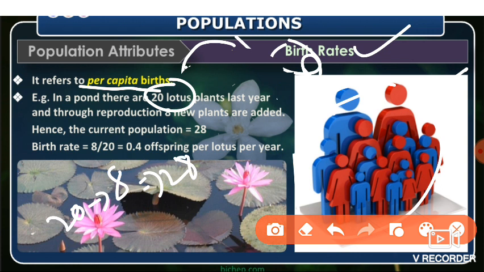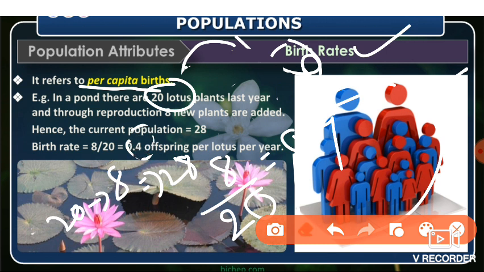We have to write it as a rate, the rate of birth for each and every individual. So we have to calculate the number of new births divided by the total number of the previous population. That gives the number 0.4. Here they have given 0.4. It means for each offspring, per lotus per year.